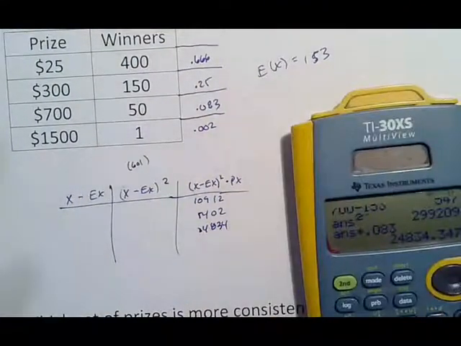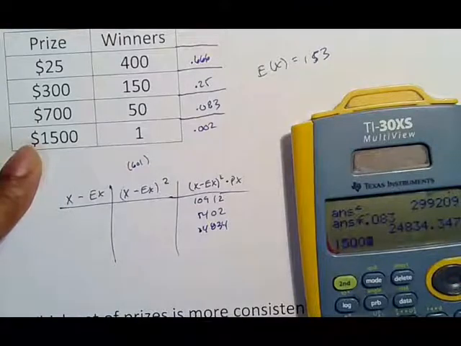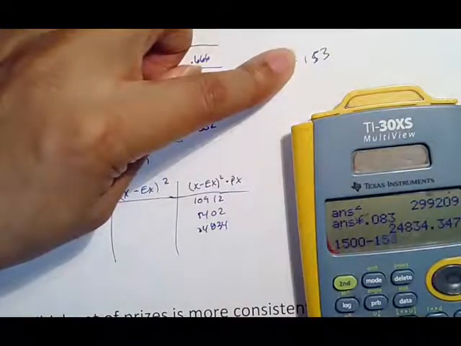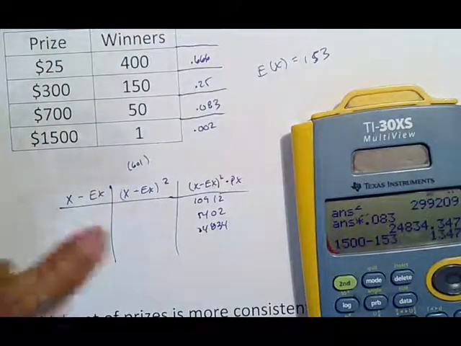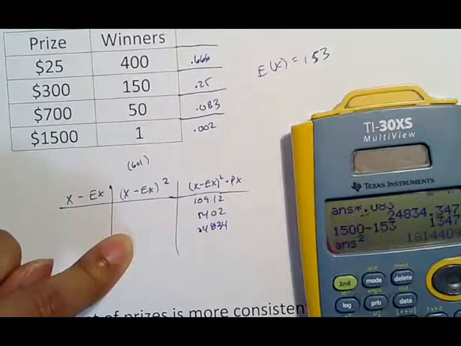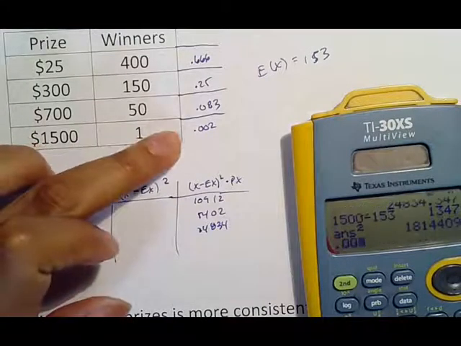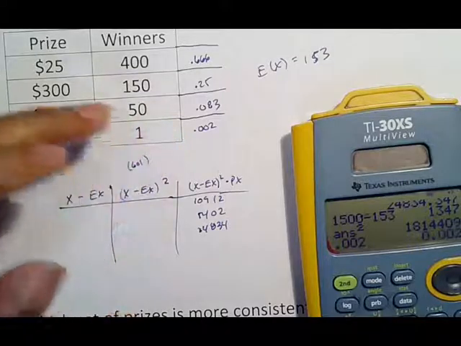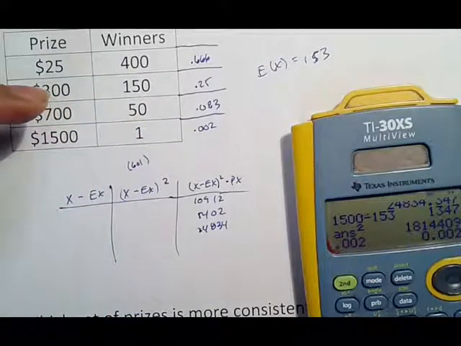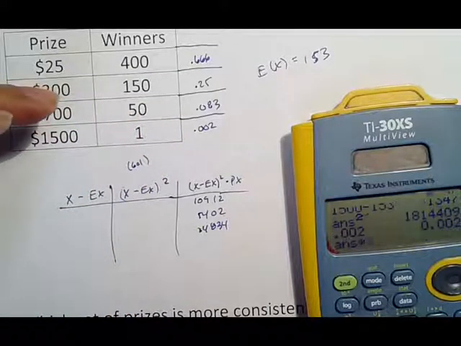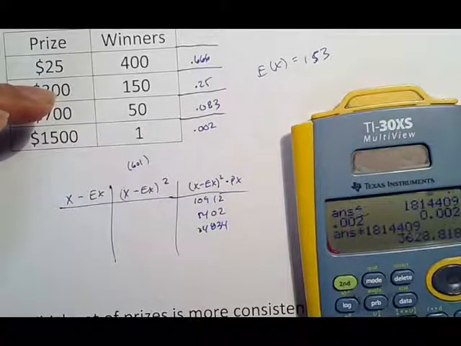I am then going to take 1500 minus 153. I'm going to square that number, and then I'm going to multiply by 0.002. So multiply that by 1814409, which is 3629.